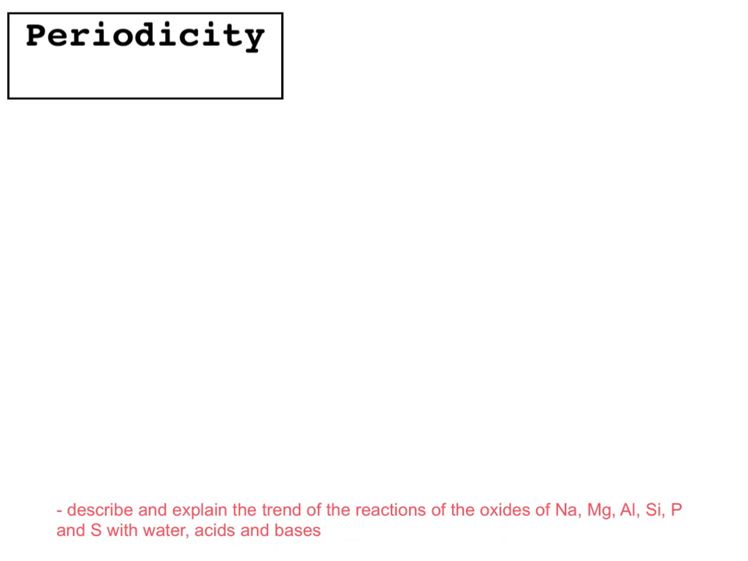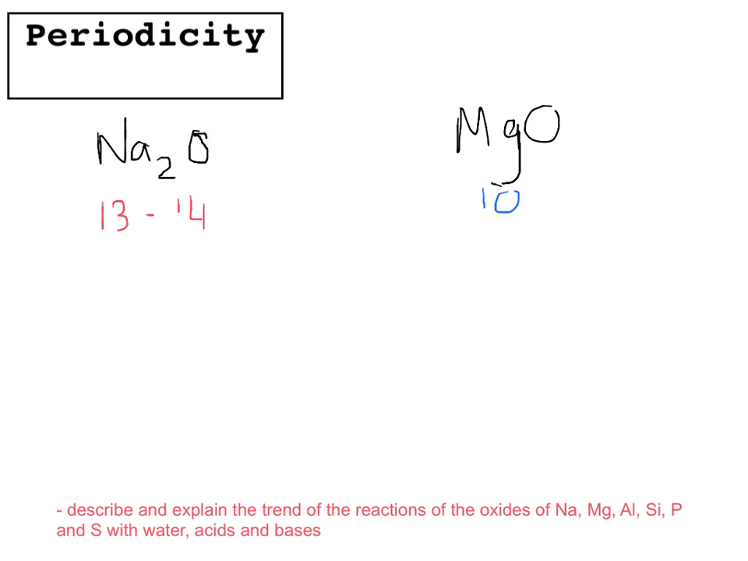So now we're going to think about the reactions of the oxides of all these elements with water, acids and bases. We're going to start with sodium oxide, Na2O, and magnesium oxide. Now when these dissolve in water, they form alkaline solutions. Sodium oxide will give an alkaline solution of between pH 13 and 14, and magnesium oxide around 10.